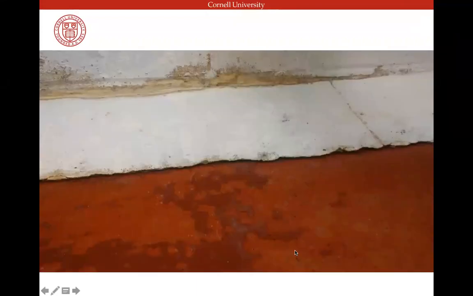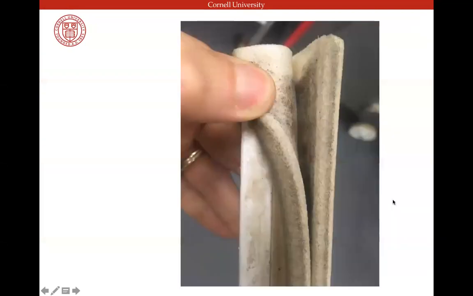Here's an example of a floor wall juncture. You can see that this one isn't really flush with the floor, and there's actually water getting underneath here. So this is a great place for Listeria to hang out, and a really tough place for cleaning and sanitation to be effective. So this is another good place to sample.